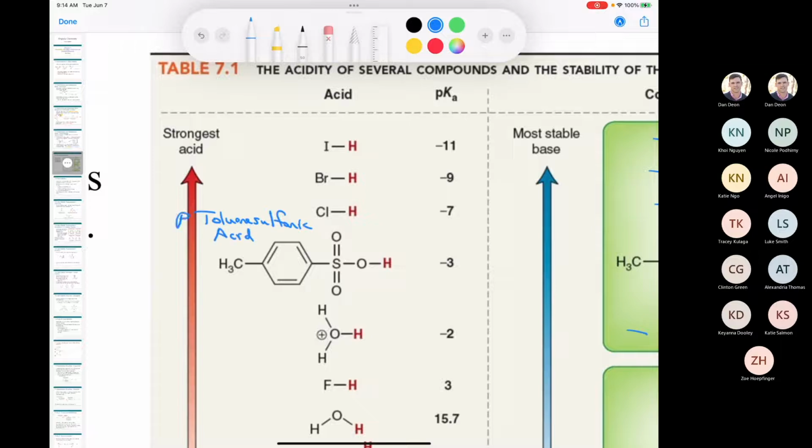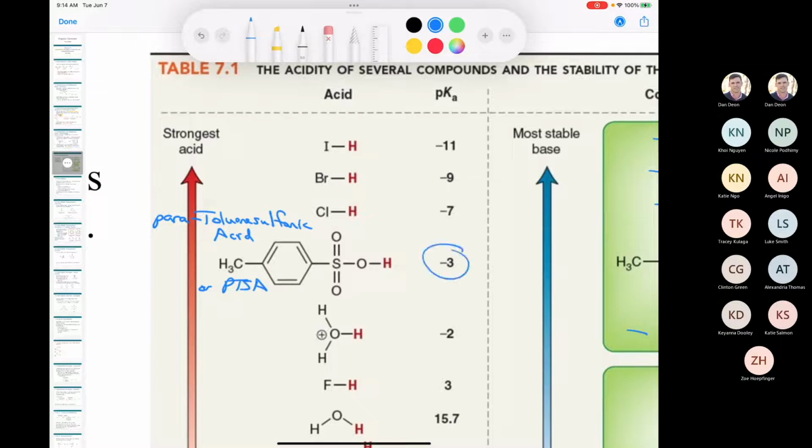And actually, correctly, it's called para-toluene. So we'll call it para-toluene. And chemists love acronyms almost as much as the military. And so for para-toluene sulfonic acid, sometimes we just call it PTSA. So PTSA, you can see, is a very strong acid.